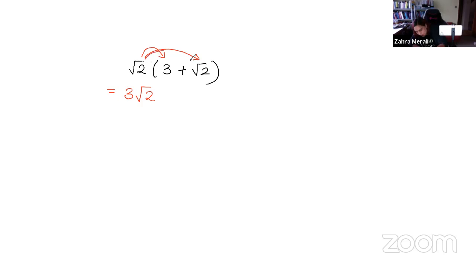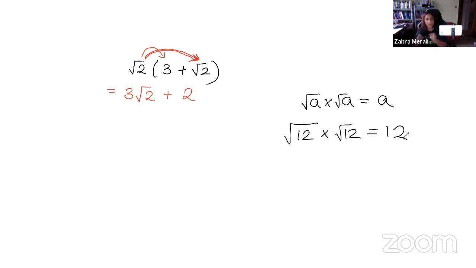And then you've got root 2 times by root 2. So if you think about it, that's the same as 2 times 2, which is 4. The square root of 4 is 2. And that's another thing just to bear in mind. Root A times root A is A. Root 12 times root 12 is going to be 12. You're always going to get the number underneath. So root 2 times root 2 is going to give you 2. So here we've got 3 root 2 plus 2.